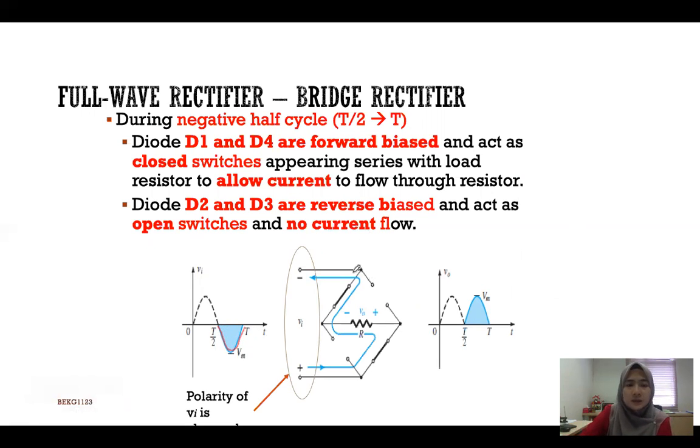During negative half cycle, D1 and D4, this is D1, this is D4, are forward bias, so it acts as a closed switch. And D2 and D3 are reverse bias, so it acts as an open switch. Okay, so for the negative half cycle, this one is already inverse. So this is negative, this is positive, so the current flows from positive to negative. Okay, so you can calculate for the V naught. So V naught is also equals to Vm.